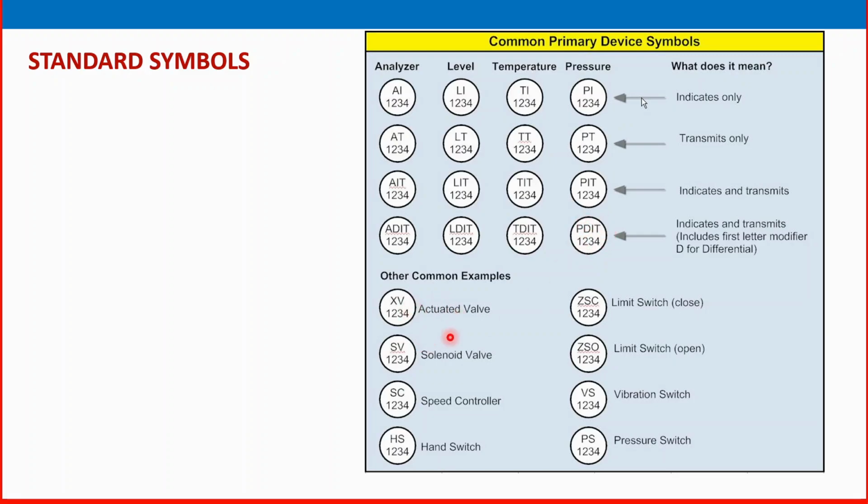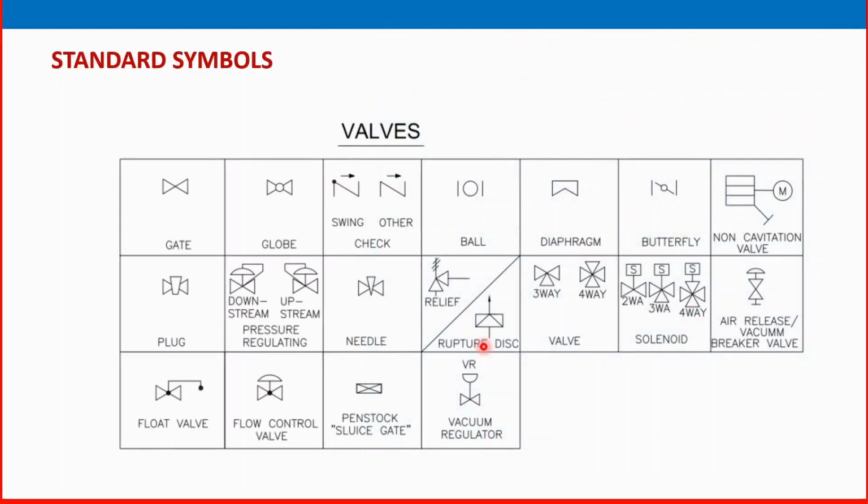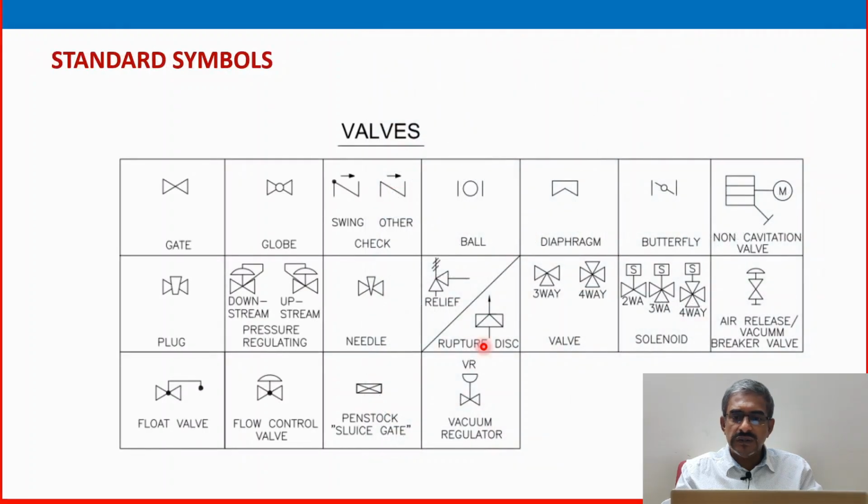So XV actuated valve, limit switches, close and open, SSD, limit switch, vibration switch, pressure switch, hand switch, speed controller, like that one. Another code of symbols is used. Various valves, already discussed that one. You have to spend some time to read and understand.